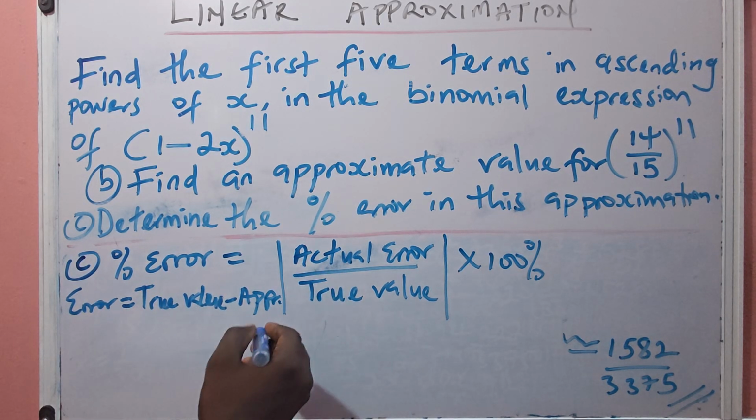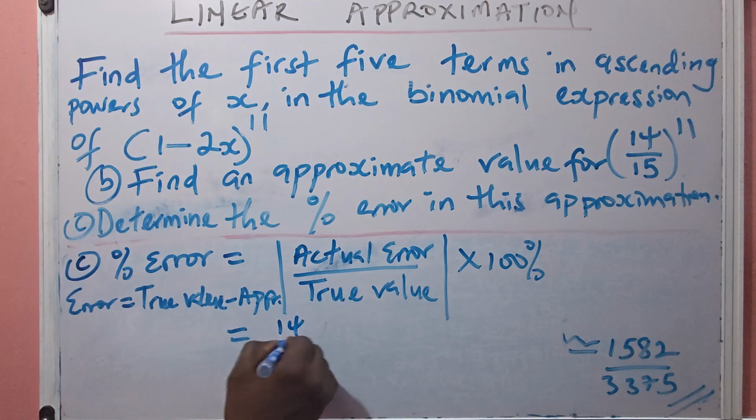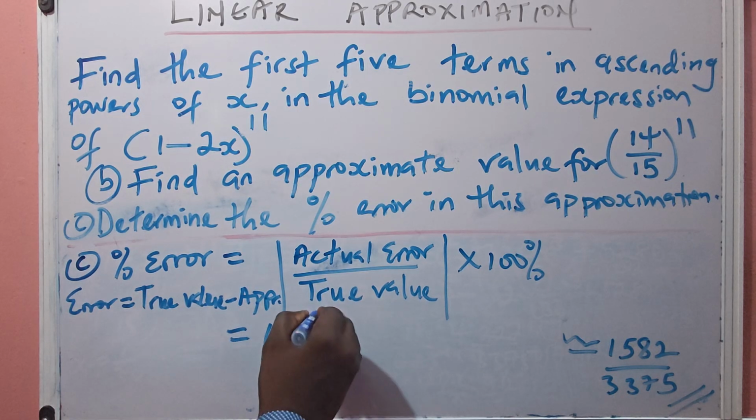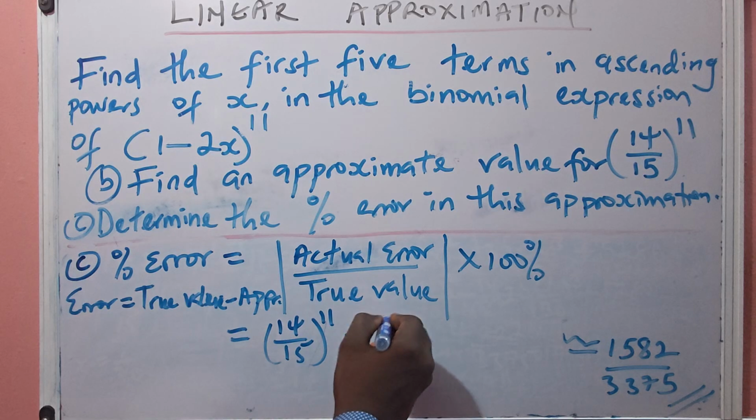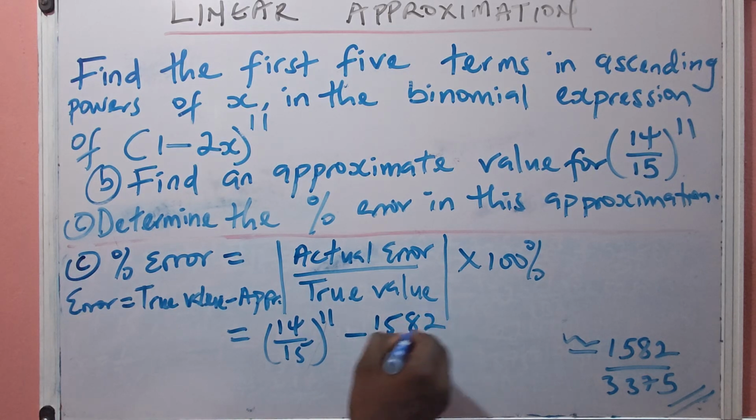To get the true value, we will have 14 over 15 raised to power 11. We have to press this on a calculator. That's how to get the true value. So you subtract this from the approximate value, which is what we got here, 1582 over 3375.